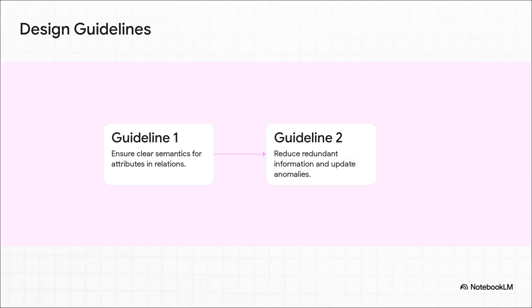The first 2 rules get right to the heart of the problem. Guideline 1 is all about making sure your semantics are clear. Or to put it simply, make sure each table is about one thing and one thing only. Don't mix employee data with project data. And Guideline 2, well, that directly targets our update problem by getting rid of all that repeated, redundant information.